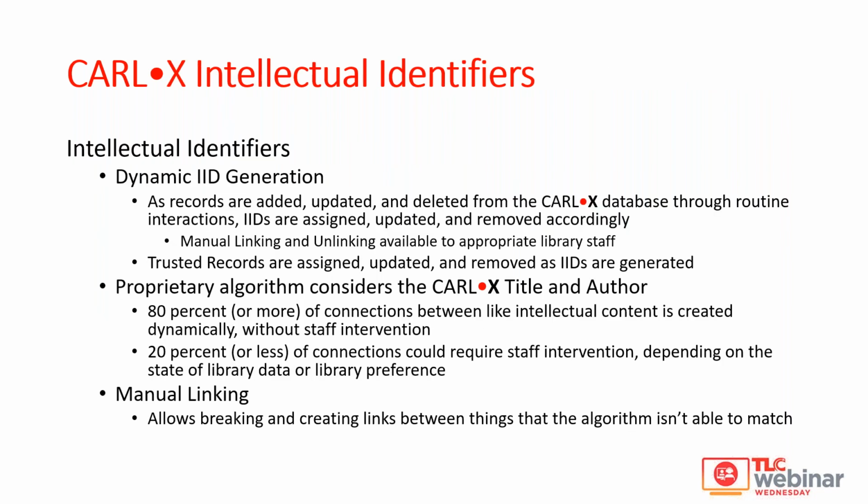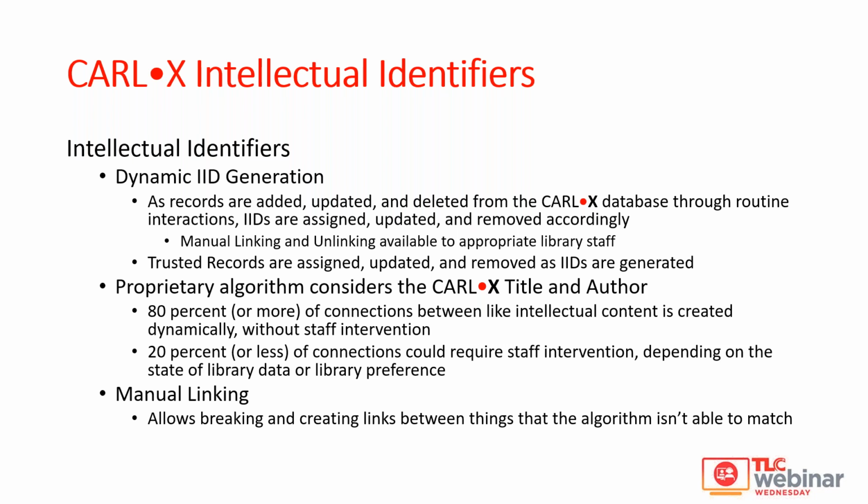Where we started here was to take a look at what we're calling our intellectual identifiers. And this is going to be most associated with that linked data within the CarlX infrastructure. The idea that as records are added and updated and deleted from the CarlX database through routine interactions that library staff are taking already, we have the ability to assign an intellectual identifier, and we can update them and we can remove them accordingly. Now, with this process, there is a manual linking and unlinking process that is available to appropriate library staff.